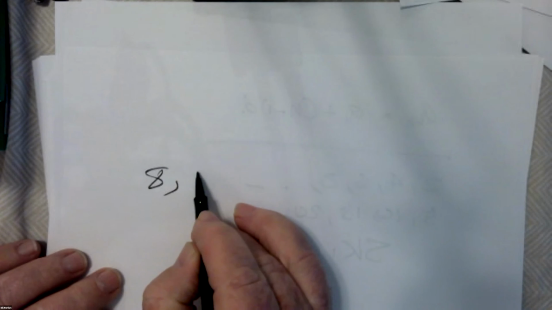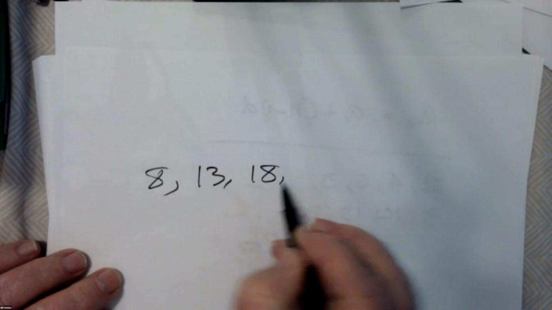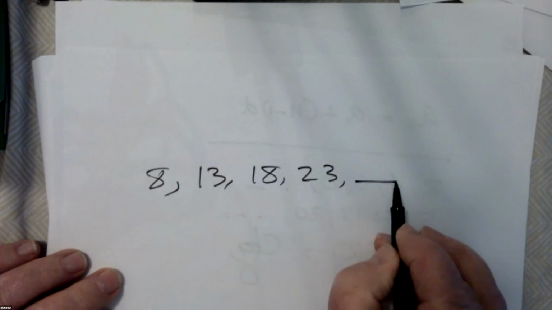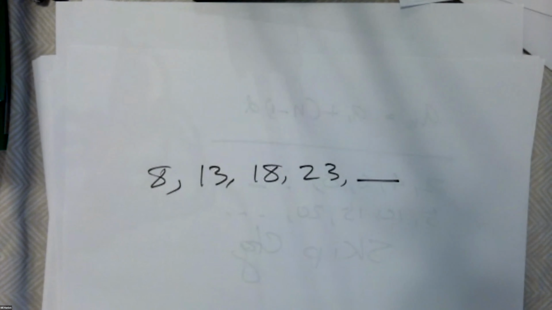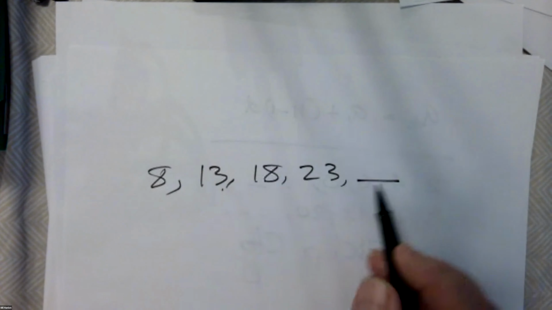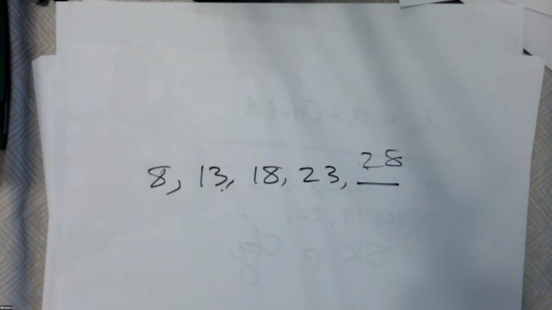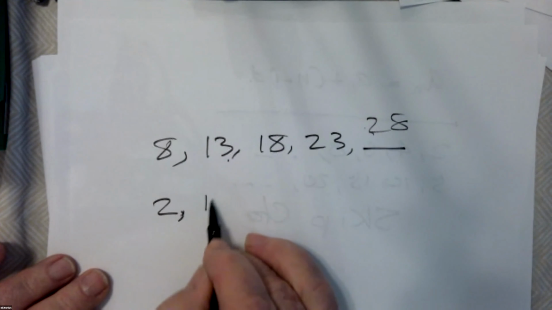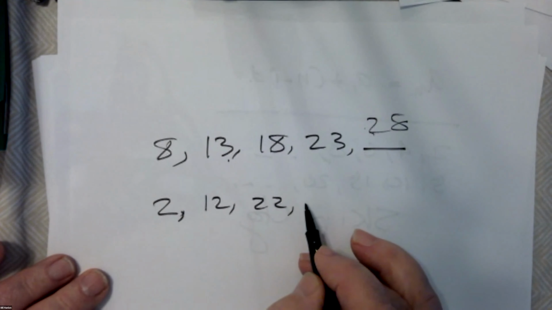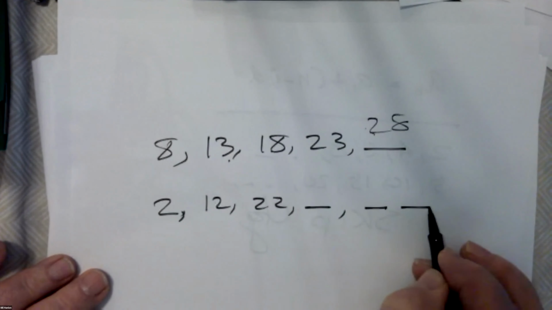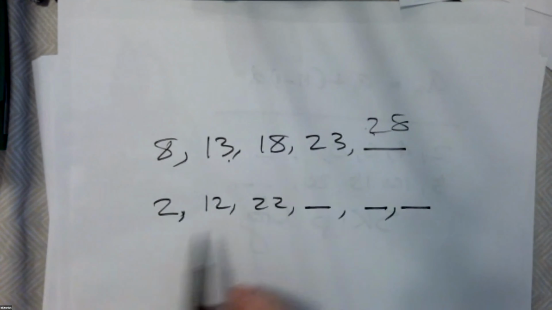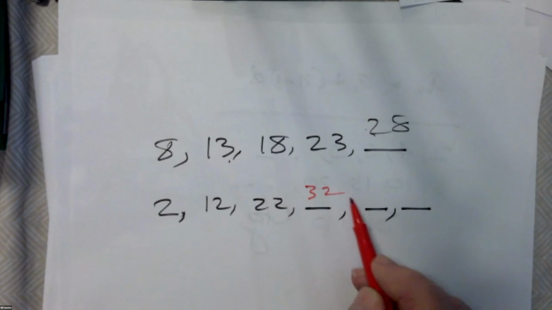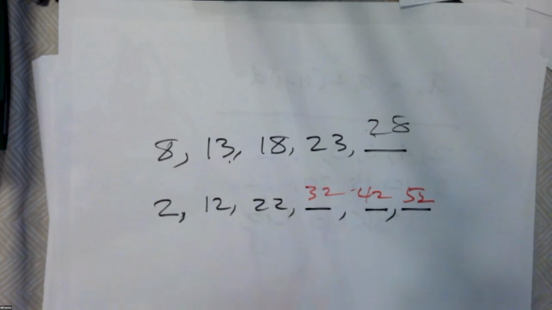So if I have a problem like 8 as my first number, I add 5, that gives me 13. I add 5, that gives me 18. I add 5, that gives me 23. And I say, I wonder what the next number is. And that's what they do in little kids' school. So the kids go 5 and 5, and they get 28 here. Isn't that neat? So if I had a problem like 2, and I decided to add 10, that would be 12, 22. And then what I could say is, what would be the next 3 numbers? And the kids would go 32, 42, 52. Pretty cool, huh?